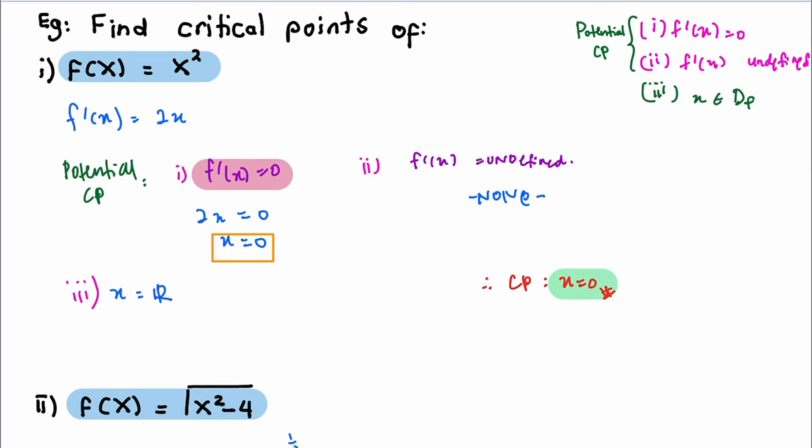Now let's do this. f(x) is equal to x squared. So now let's find f prime x. So just use the power rule, bring down the power, reduce it by 1, which is 2x. So we're finished finding f prime x. So now let's find our potential critical point.